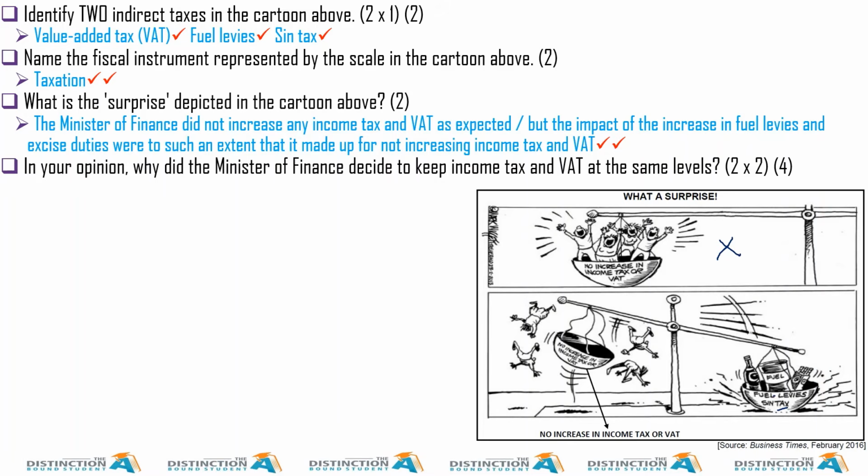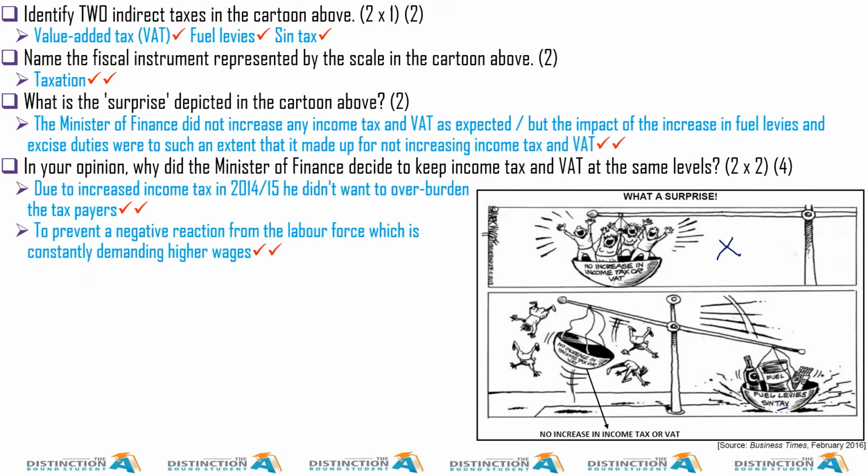What is the surprise? I've mentioned already. The Minister of Finance did not increase any income tax and VAT as expected, but the impact of the increase in fuel levy and excise duties were to such an extent that it made up for not increasing income tax and VAT. So it's like you didn't, but you did. That's why what a surprise, that's where it's coming from. In your opinion, why did the Minister of Finance decide to keep income tax and VAT at the same level? Okay, due to increased income tax in 2014-15, he didn't want to overburden the taxpayer. So what it means is it was increased before, and so now already the taxpayer is paying a lot, so increasing it will be overburdening them.